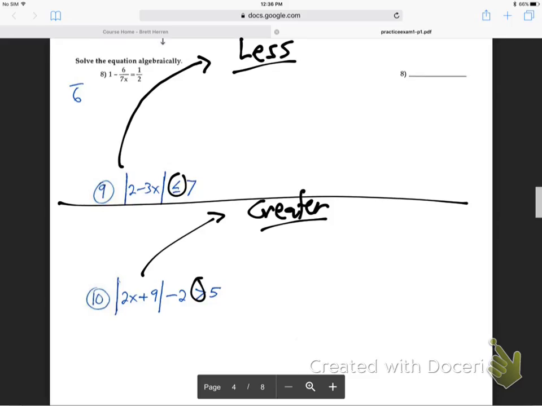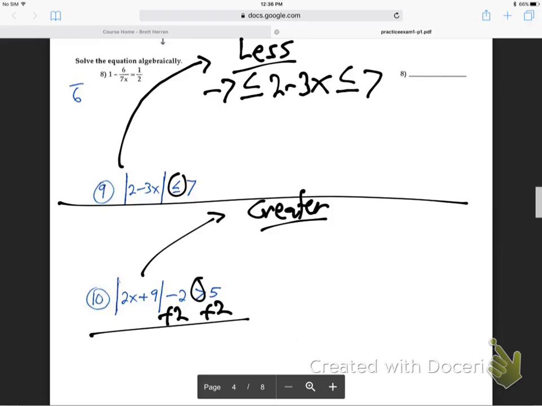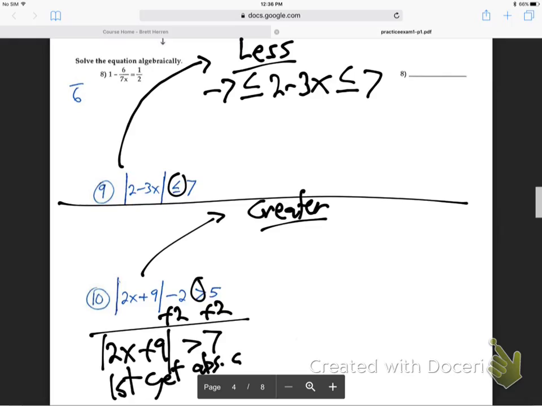All right, so when you remove the absolute values with less, that's when you make the triple statement. Remember that? That's the triple one. Whereas for the greater, well, actually, first on this one, you're going to have to add the 2 to both sides. Because you always have to get the absolute values alone. So first, get the absolute values alone.